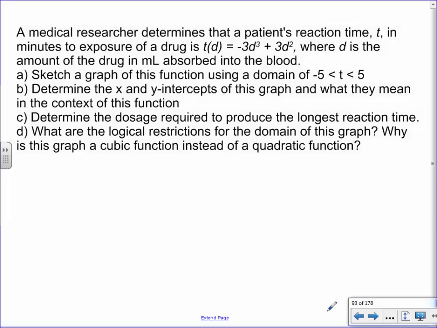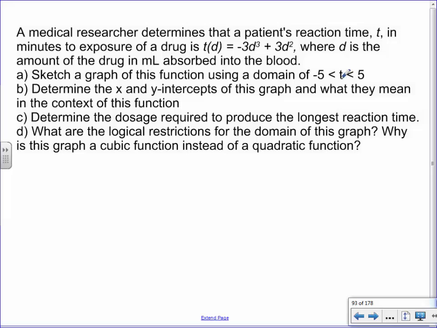Here's the scenario. A medical research team has determined the amount of reaction time for an exposure to some sort of drug is based on an equation here. There's not a lot of context here, but it seems to tell you that there's a certain amount of time that it takes for you to react to a drug. Some drugs react in 5 minutes, some take an hour. So let's graph this.